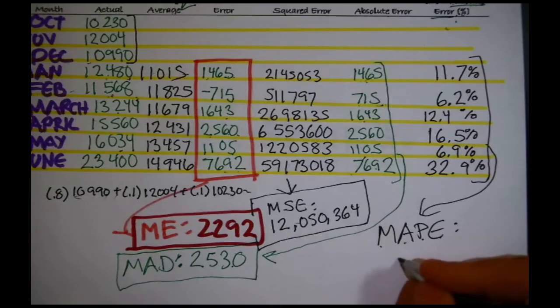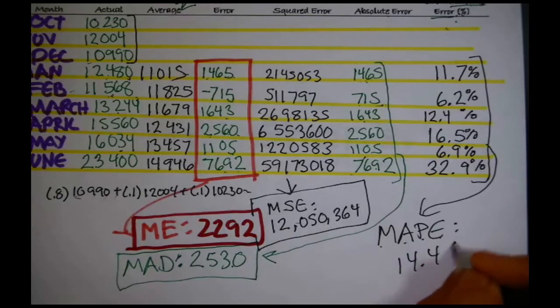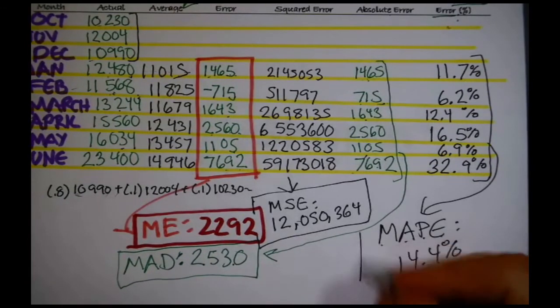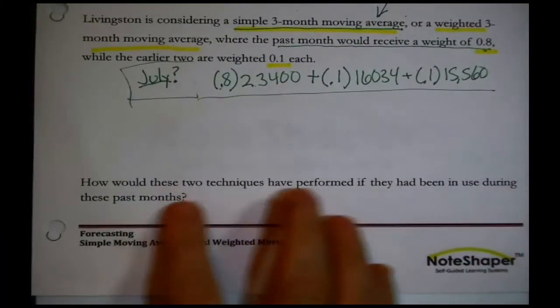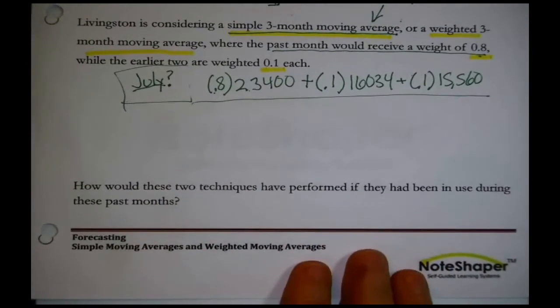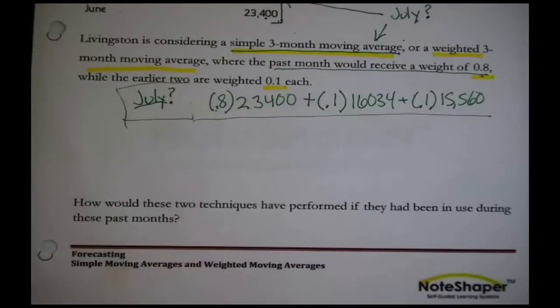I guess like 14.4%. You say, oh, okay, well, great. Now wait a minute, why were we doing all of this? Because, are we done? We're not quite done. Okay, we're actually to the exciting part because we get to answer the question, but we better go look what the question actually was originally. It says, how would these two techniques have performed had they been in use during these past months? We have that information now.